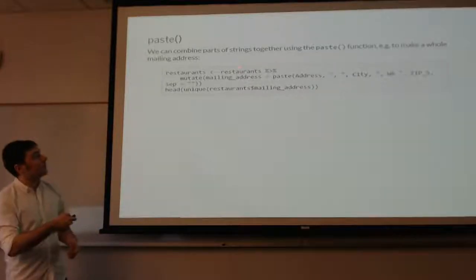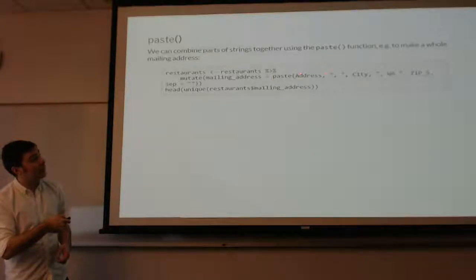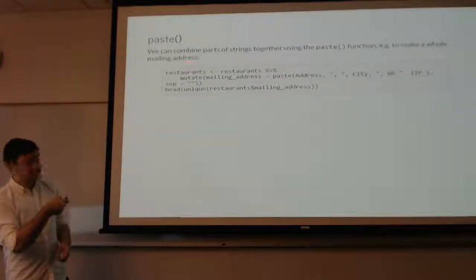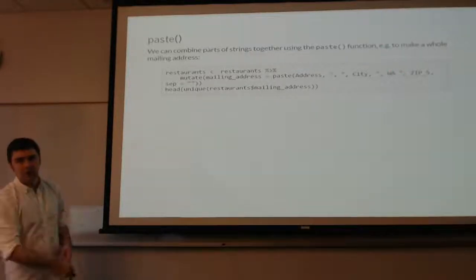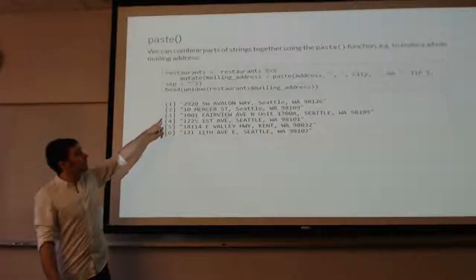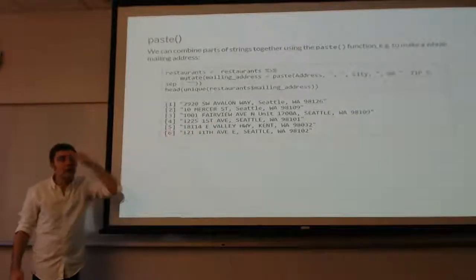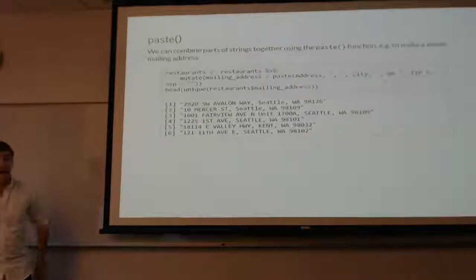We take our restaurants data, we're going to create a new variable called mailing address, and for that we're just going to paste together the address variable, comma, space, the city, comma, space, Washington, the 5-digit zip code, and we're going to have no separator between them because I've put the spaces inside these already. If we do that, all of these get put together into full street addresses, like 10 Mercer Street, Seattle, Washington, 98109.